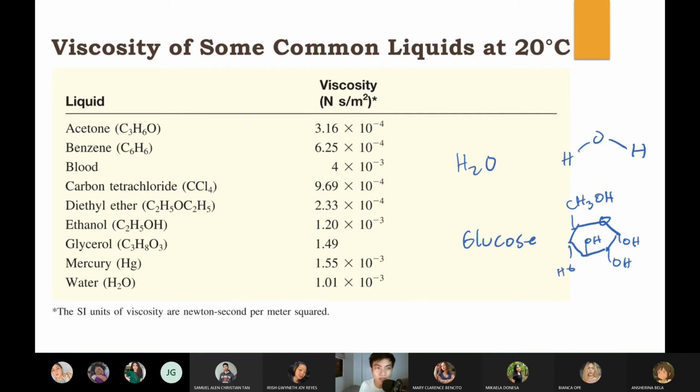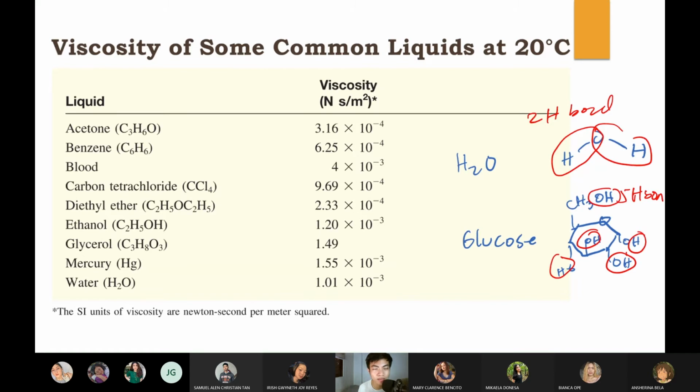Kasi, mas marami siyang intermolecular forces. Anong intermolecular force kaya nila gawin? Kaya nila mag-hydrogen bonding. Okay? So, for water, dalawang H bond yan. For glucose, ilan? Isa, dalawa, tatlo, apat, lima. Limang H bond meron siya. So, since mas marami siyang hydrogen bonding, mas malapot yung glucose kaysa sa water. Ibig sabihin, mas clingy sila, mas maraming kabit-kabit sila. So, that's why glucose is much more viscous than water.